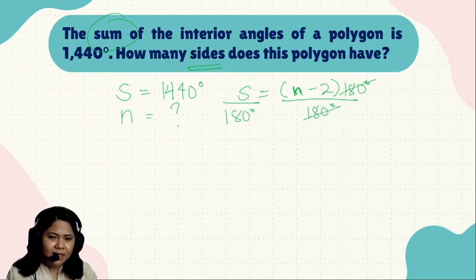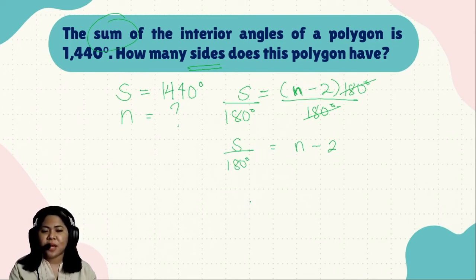Cancel, cancel. Teacher, ba't cancel? 180 divided by 180 is just 1. No need to write 1. So, we have n minus 2, and we can now omit the parentheses, equals S over 180 degrees. Next, teacher, sabi mo kailangan maiwan or ma-isolate si n. Pero may katabi pa si n na minus 2. Okay? Minus 2. How can we remove the minus 2? Again, take the opposite operation.